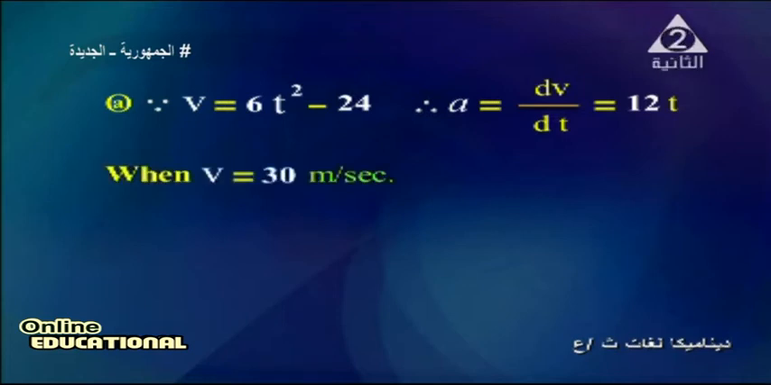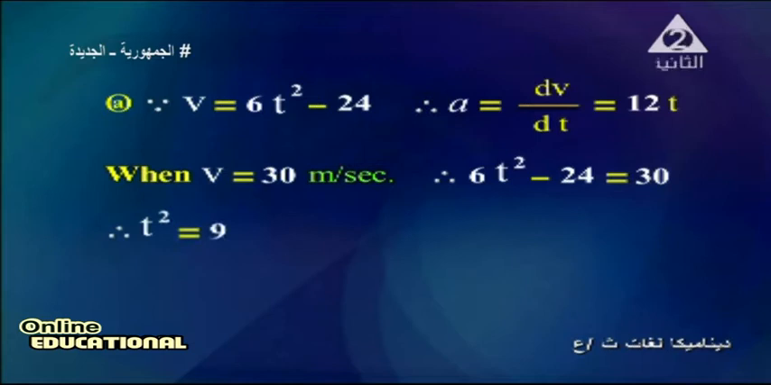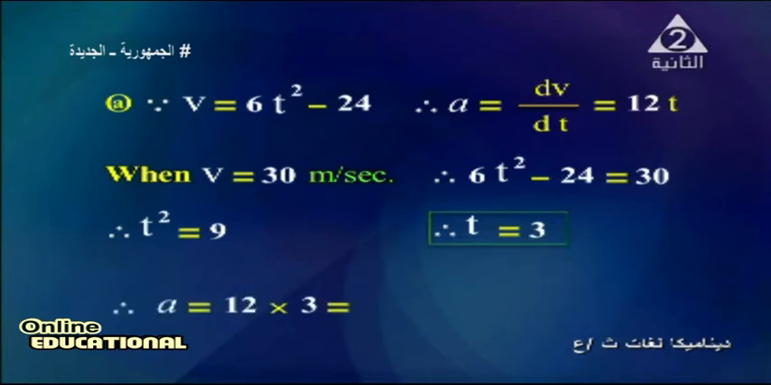When the velocity equals 30 meter per second, then 6t power 2 minus 24 equals 30. We add 24 to both sides, then t power 2 equals 54 divided by 6, then t power 2 equals 9. Then the time equals 3 seconds. The acceleration at this instant, a equals 12 times t, 12 times 3 equals 36 meter per second squared.